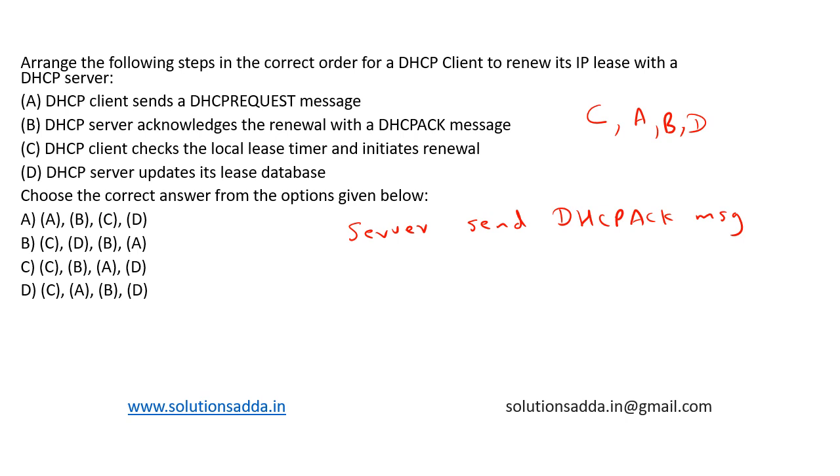So this is the basic order. That is, first C happens. That is, the DHCP client checks its local lease timer and initiates renewal. Then the DHCP client sends a DHCP request message. Then the DHCP server acknowledges the renewal with a DHCP ACK message. Then the DHCP server updates its lease database. So the order is 1, 2, 3, 4. So from the options, option D is the right choice.